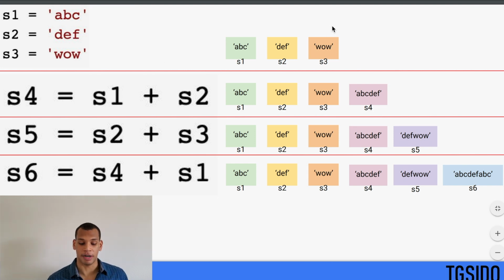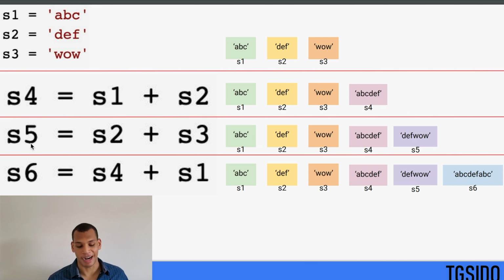So we create those variables and we store the corresponding strings inside of their boxes. And now over here for S4, we see that S4 is going to be a new string variable, and it's going to be equal to S1 plus S2. So what's in S1? We have the string of ABC, and what's in S2? We have DEF. So now we're going to get ABCDEF and put that into S4, right? As we see over here.